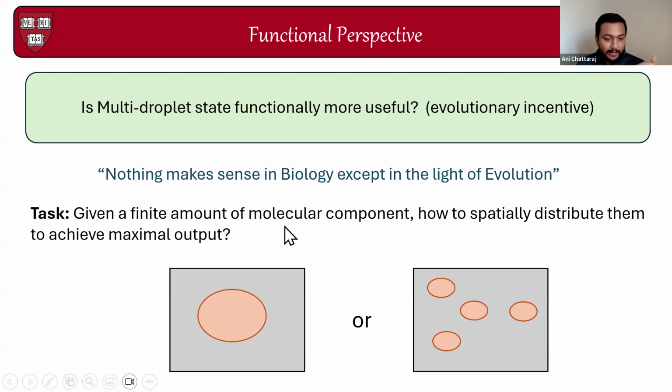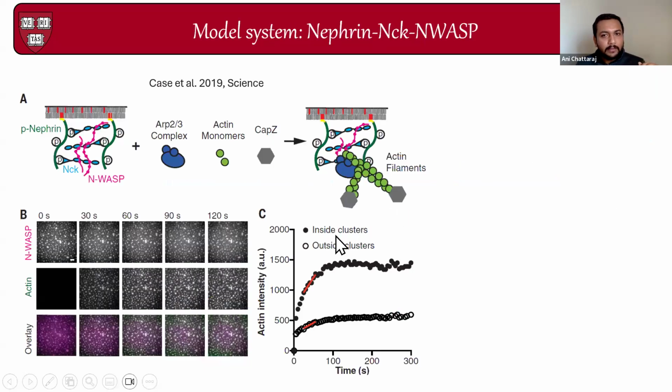Because in biology, of course, everything is under evolutionary pressure. So whatever is functionally more useful, biology will find all kinds of reasons to stabilize that particular configuration, right? So the problem statement could be: let's say we have some amount of molecules in our system, how do we spatially distribute them so that we achieve the maximal output? That output can be anything, right? So again, we are dealing with this actin polymerization system, which is the experimental system we are modeling.